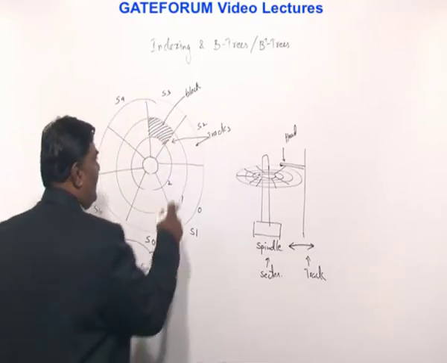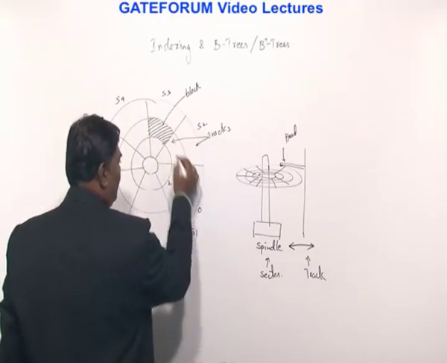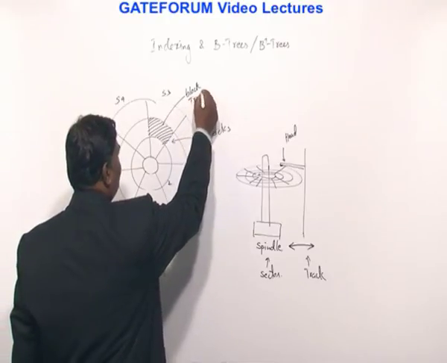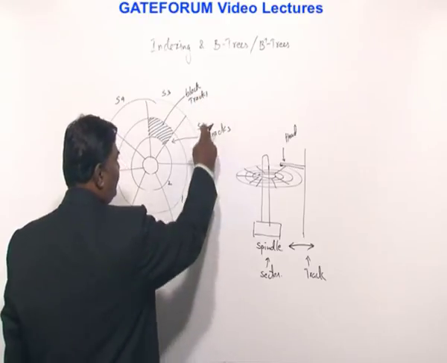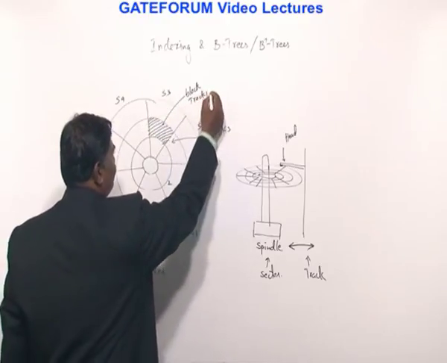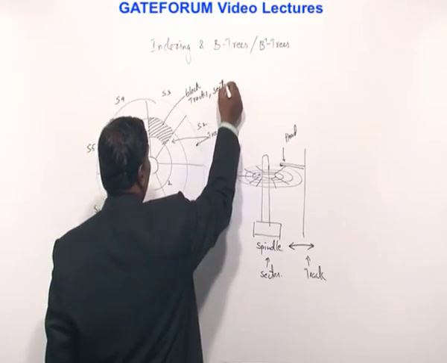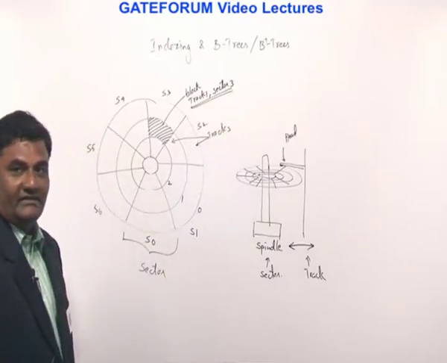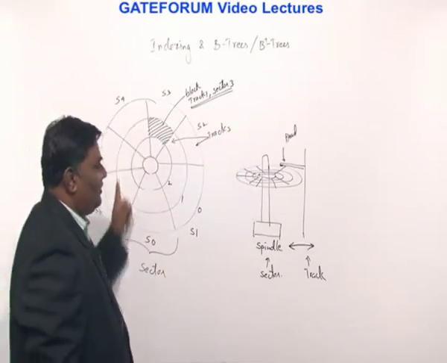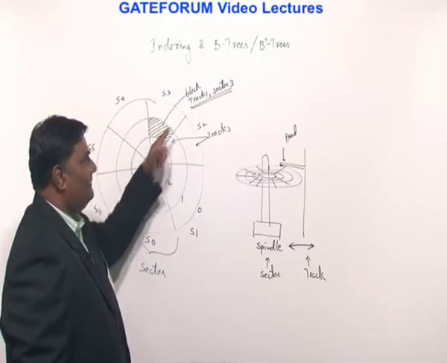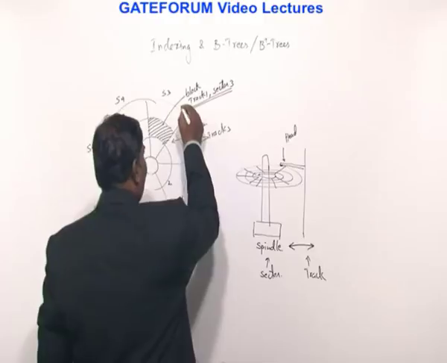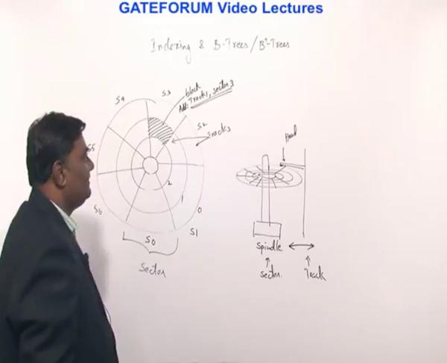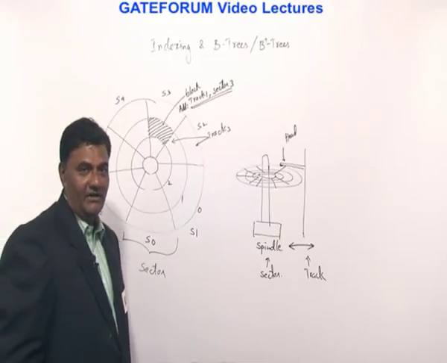So what is the block number? This is track 0, this is track 1, this is track 1. So track 1 and sector 0, sector 1, sector 2, sector 3. So this block is sector 3, track 1, sector 3. Any block on the disk can be accessed with the help of its address. The address of a block is given in terms of a track number and sector number.